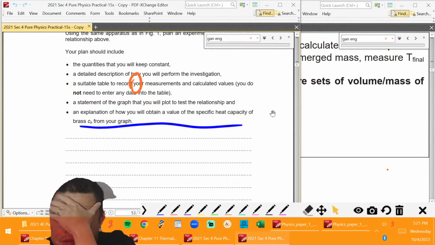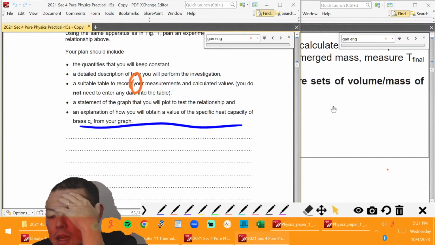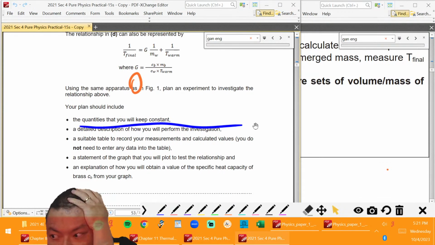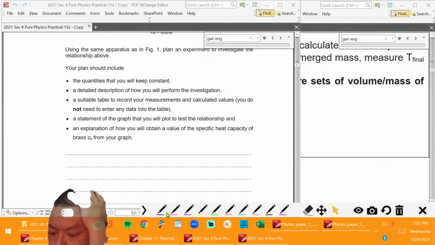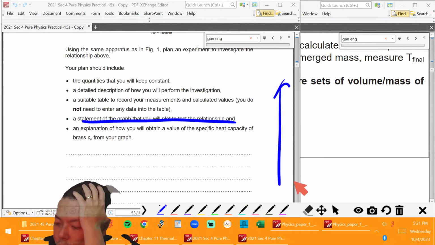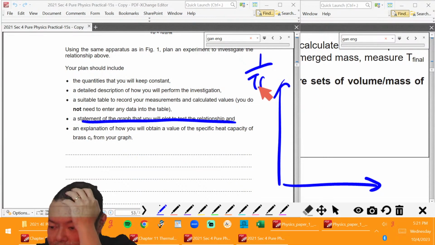Alright. So the table, you will record the volume and then the mass, right? Record the volume, the mass, and then the final temperature, T final. You will measure the T final here like this. But here's the thing, very important. What do you plot? A statement of the graph that you will plot. Obviously you have to plot 1 over mass of water and 1 over final temperature, right? But what do you put on the y-axis? 1 over T final, and this is 1 over mass of water, right?